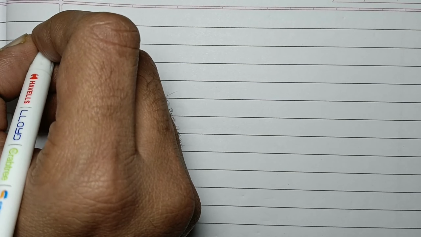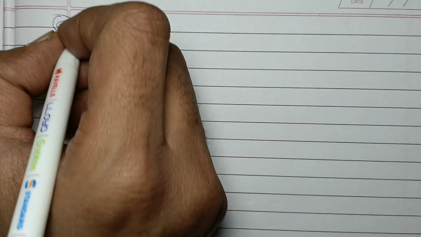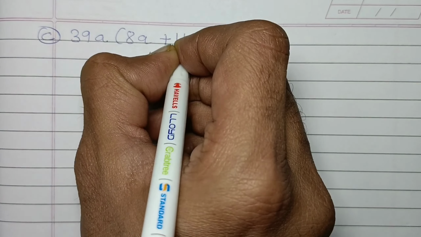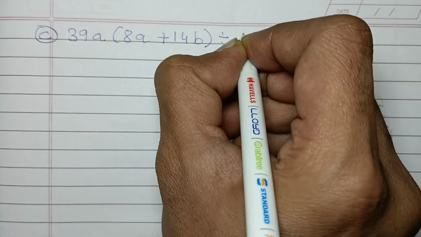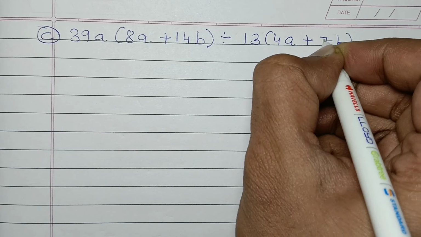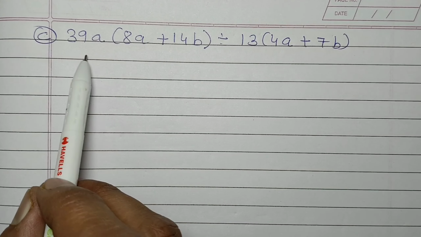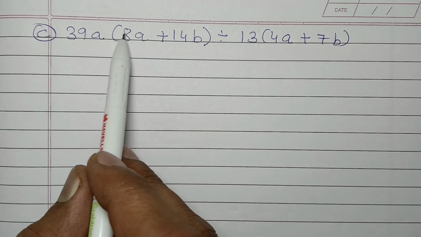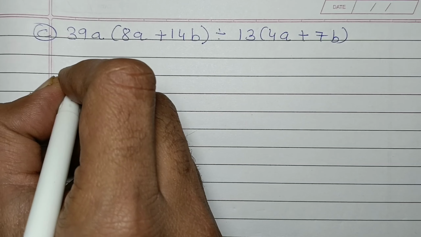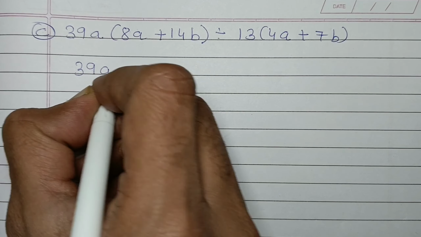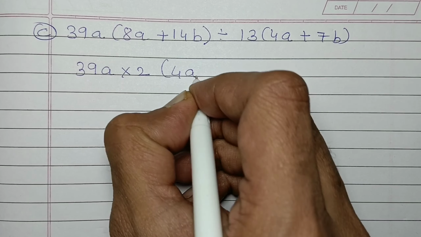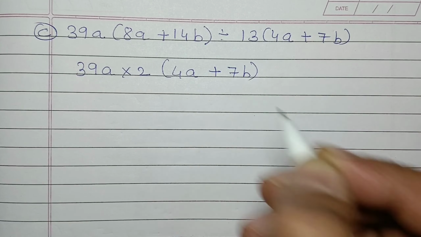Okay, so now we'll solve the C question, that is 39a, 8a plus 14b, divided by 13, 4a plus 7b. Okay, now we can easily see that here 2 is common among these two. So first 39a, and we'll take out 2 common. So here the remaining will be 4a plus 7b.